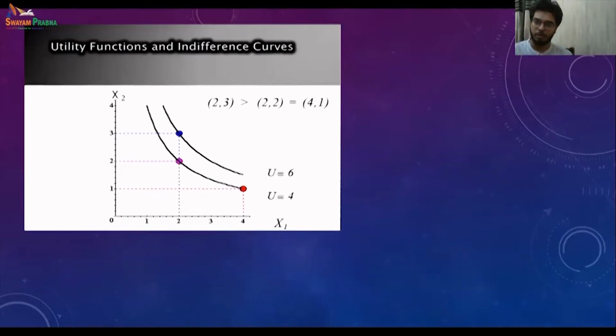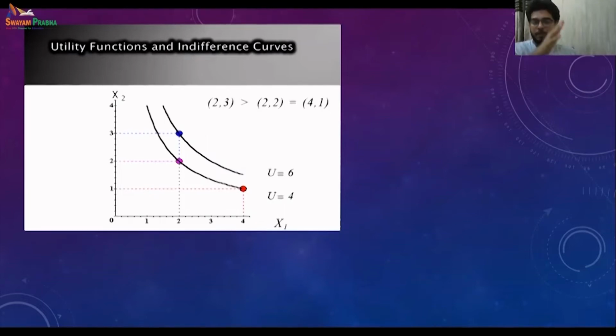Now, when you are enumerating them with numbers, then it becomes a cardinal approach. Otherwise, if you are just ordering them, saying this is a lower indifference curve which shows a lower satisfaction level, lower utility, and the upper indifference curve, which is outside, shows a higher utility level, or higher satisfaction level.